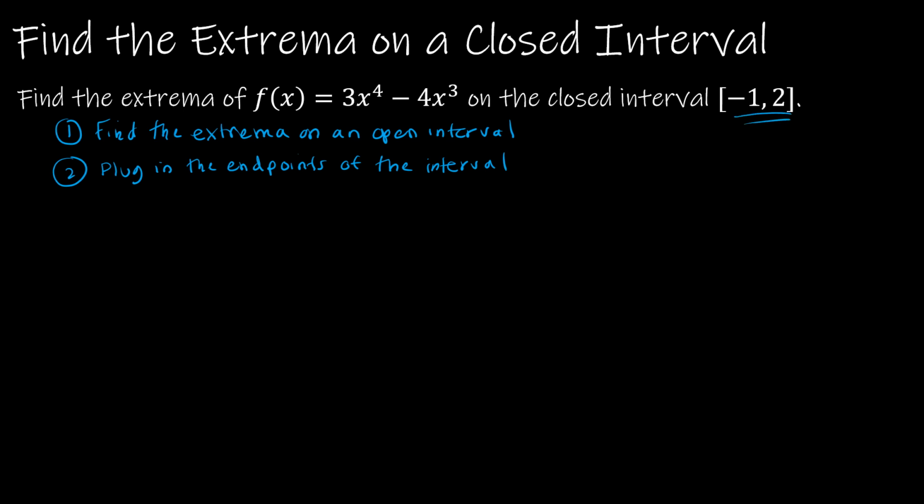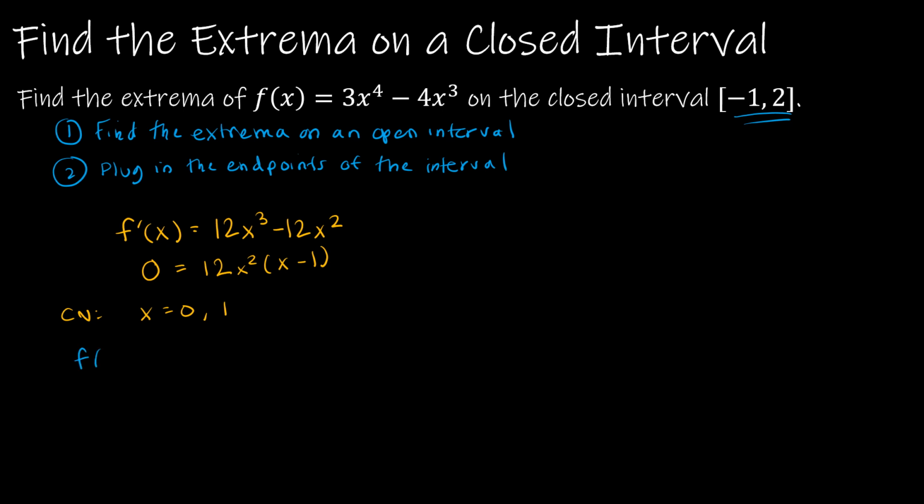So you'll notice that when I start this question, I'm going to take f prime of x is equal to 12x cubed minus 12x squared, just as I did before. I'm going to set it equal to 0 to get 12x squared, and then x minus 1. And then I'm going to say the critical numbers are x equals 0 and 1. And then when I plug in the values, I'm plugging in 0, which we determined was 0. I'm plugging in 1, which we determined was -1.